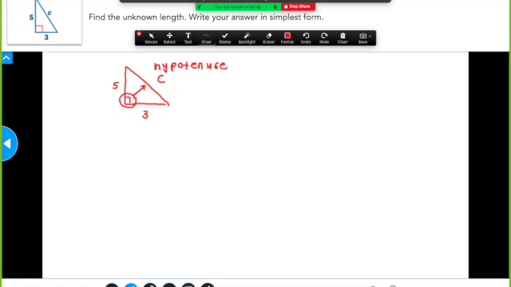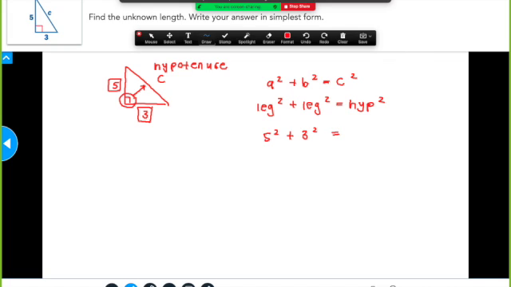So my formula I'm going to use is a squared plus b squared equaling c squared. We have a leg that's being squared plus another leg being squared, and the hypotenuse is squared as well. So we know what our legs are. We have 5 and 3. So I'm going to plug them into the formula. We have here 5 squared plus 3 squared, and that equals the unknown length, which is c squared.